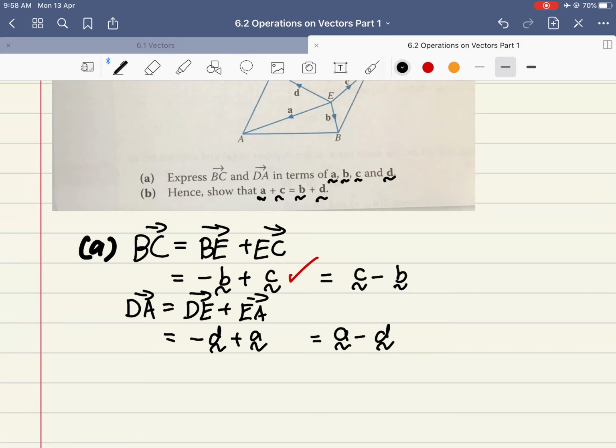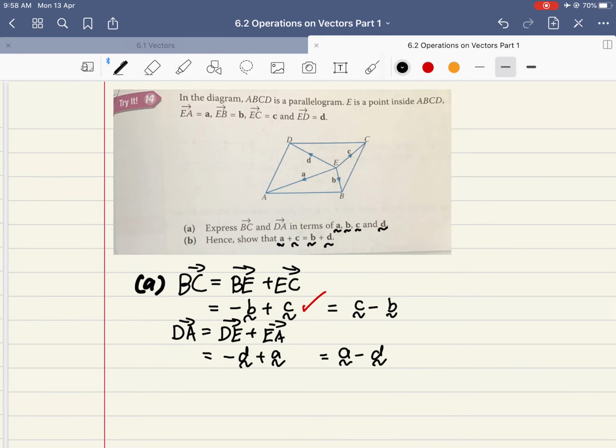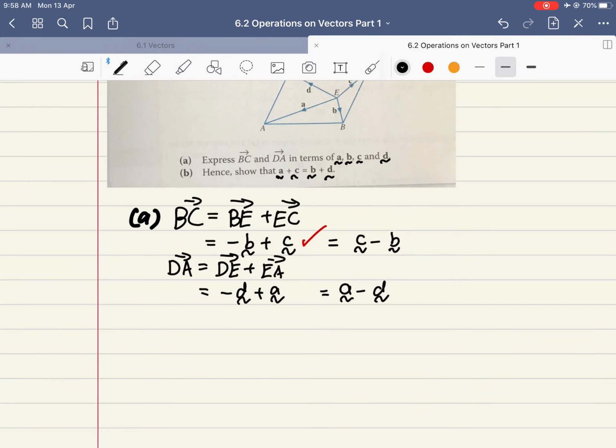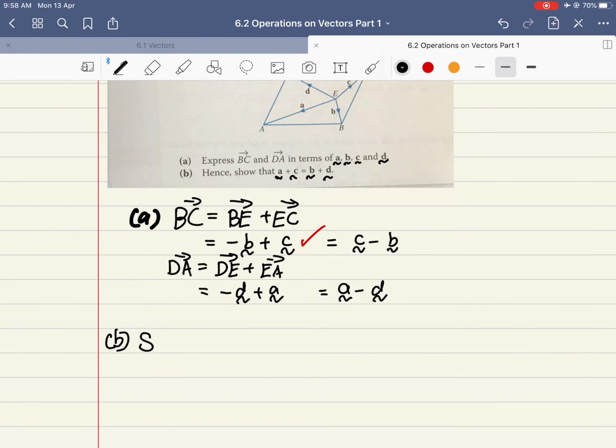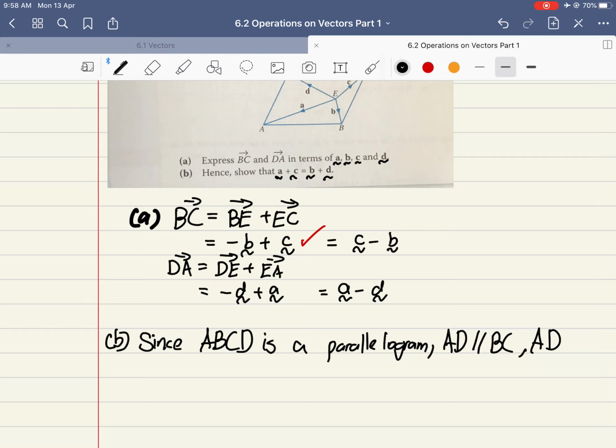Now, hence show that A plus C equals B plus D. Let me just present the answer to you. Since ABCD is a parallelogram, then AD is parallel to BC and AD is equal to BC. That means that vector AD and vector BC are in the same direction.